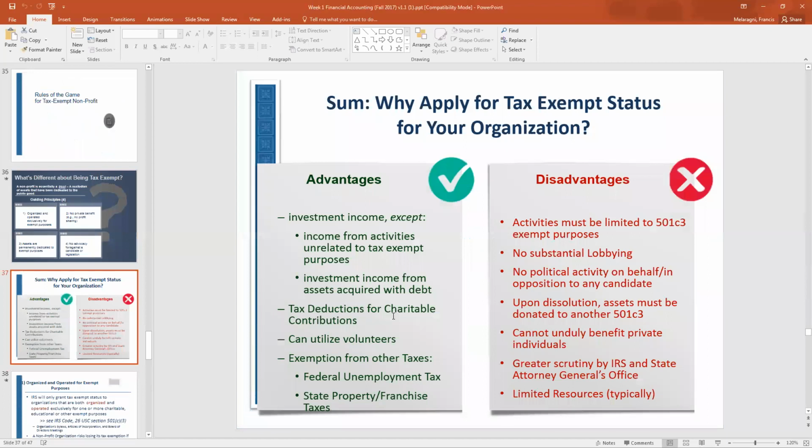So the biggest advantage of a tax exempt or nonprofit is that you're exempt from most taxes. And you can also set it up in a way that you are protected in terms of liability. So you can set it up as a corporation, and a tax exempt or nonprofit corporation is probably the most prevalent type of nonprofit, although you can certainly set it up in other ways.